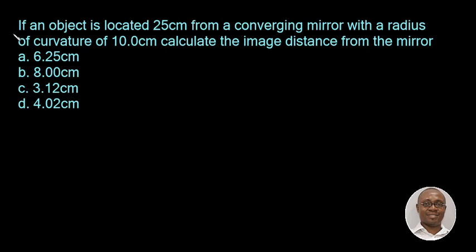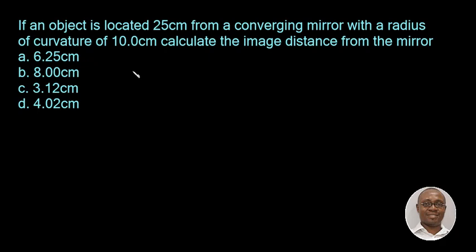This is JAMB Physics 2017 and the question goes thus. If an object is located 25 centimeters from a convergent mirror with a radius of curvature of 10 centimeters, calculate the image distance from the mirror.